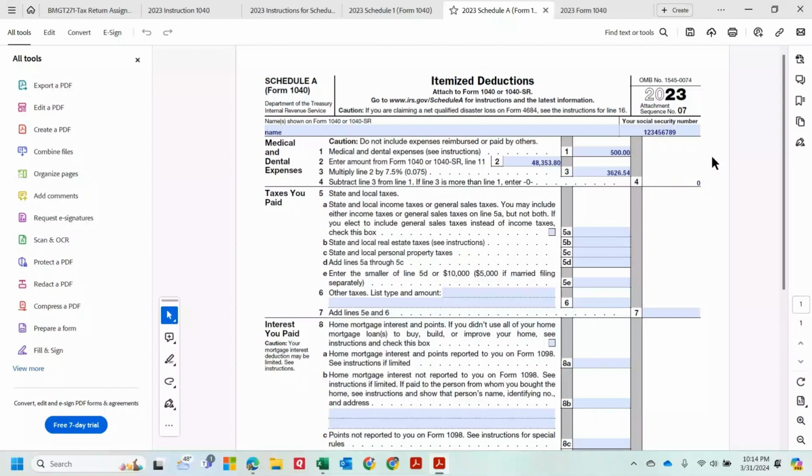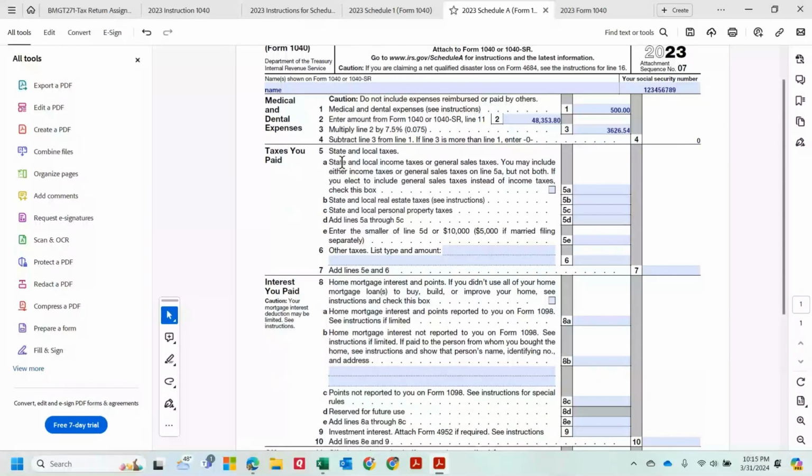You can imagine that if I had, say, $5,000 worth of medical expenses, then I would be able to take the amount over that 3,626.54 and be able to deduct that. So even if you don't have significant medical expenses or medical expenses at all in worksheet 12, you still have to do this top section on medical and dental expenses. Okay, that takes care of that part.